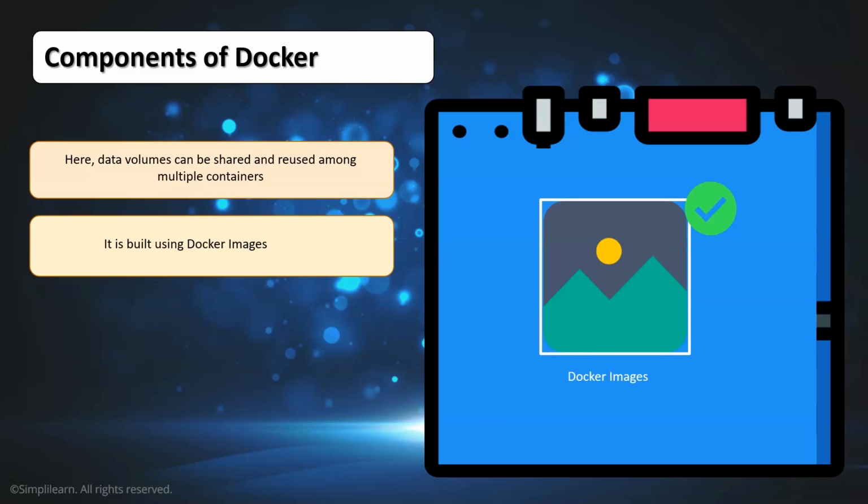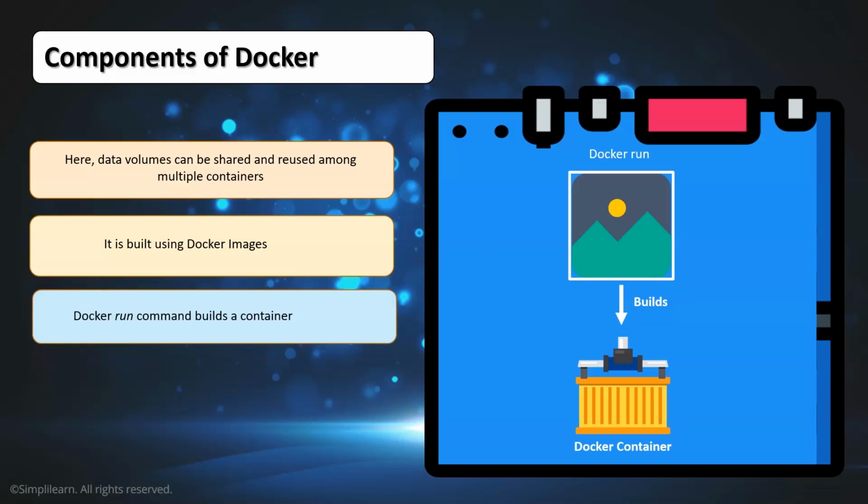Docker containers are built using Docker images, and docker run is a specific command which is used to build a Docker container. Let's say I have prepared a custom Docker image using the Dockerfile. Now if I need to create a Docker container out of a Docker image, I have to run a docker run command. The docker run command is nothing but it initializes or creates an instance of a Docker image.